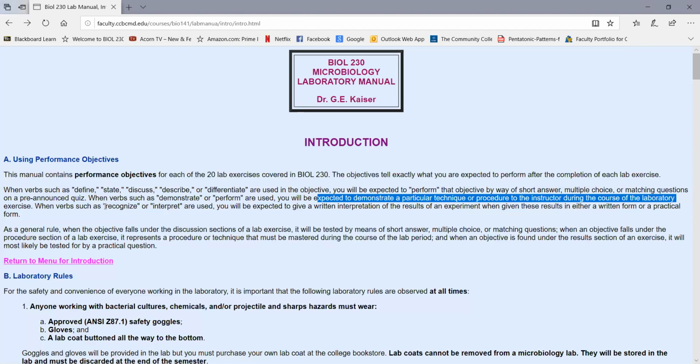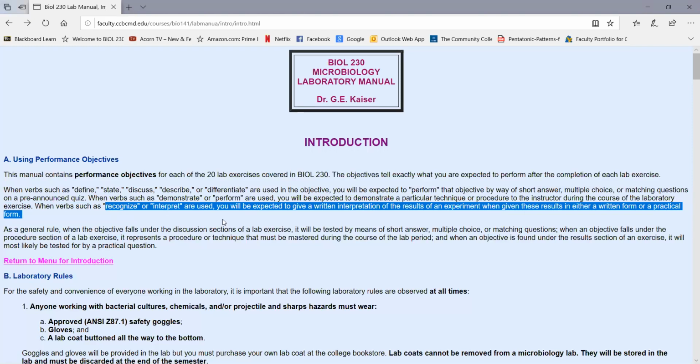When verbs like recognize or interpret are used, then you're expected to be able to answer that by means of a practical question. So each lab quiz will have theoretical questions covering the content of the lab, and they will have practical questions. And then the performance objectives are the ones that you'd be graded for by means of your core lab points. And all of that will be explained in your syllabus, in your Getting Started course tour, and in our first lab meeting.